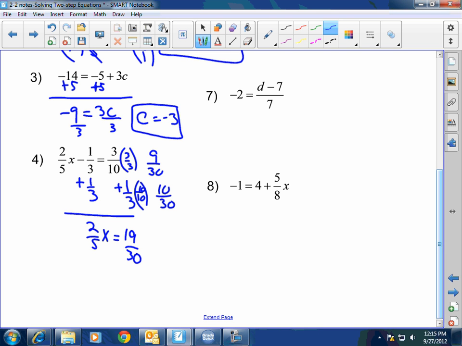How do I get rid of this 2/5 that's being multiplied to the x? You multiply by the reciprocal, 5/2. So x equals, 5 goes into 5 one time, 5 goes into 30 six times. So I've got 19/12, which equals 1 7/12. There's nothing wrong with that. Absolutely nothing.